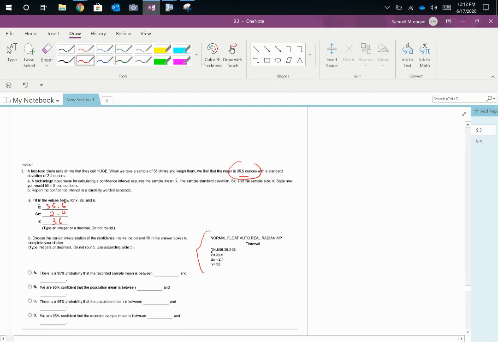Write the confidence interval. Do not round. We're looking for the population, 95% confident that the population mean is between 34.688 and 36.312, from the printout here, okay? From the printout.